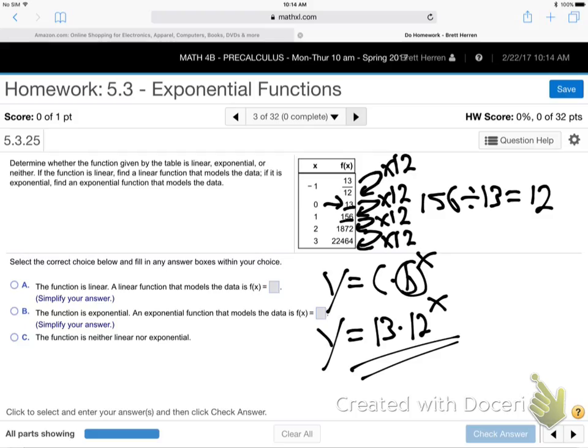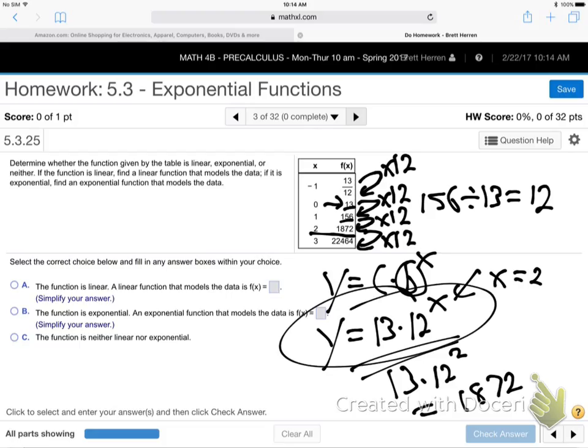Like if I plugged in x is 2, for example. X is 2. That would be 13 times 12 squared. Hit the buttons on your calculator. Guess what you're going to get? 1872. You're going to get the thing next to x is 2. See, that formula is the formula producing the values in the table. Does that make sense? It's an exponential equation. So we're able to work backwards from a table to a formula. That's kind of a somewhat powerful mathematical skill there. Good? Questions on that one?